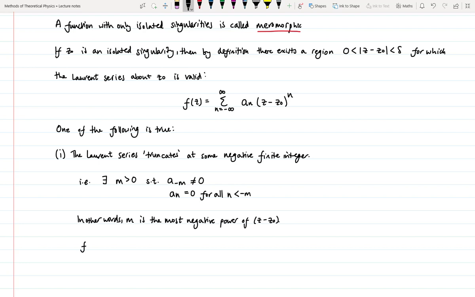Such a function would look like this. The lowest term in the Laurent series would be a minus m over z minus z0 to the m. And we can write the other terms in more positive powers of z minus z0. Those coefficients might vanish. The important thing is that a minus m is non-zero. But you notice that all of the coefficients with index less than minus m are 0.